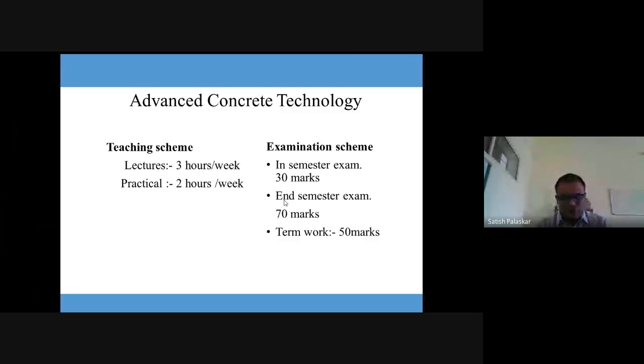Then we have to perform a site visit to study the practical aspects of concrete technologies, where different types, that is high performance concrete or high strength concrete, are used. There we have to go for the visit and study the practical aspect. So that part will be included as far as your practical part is concerned.